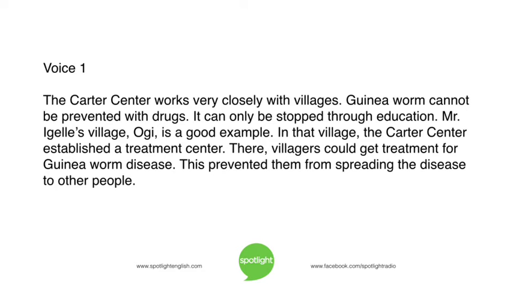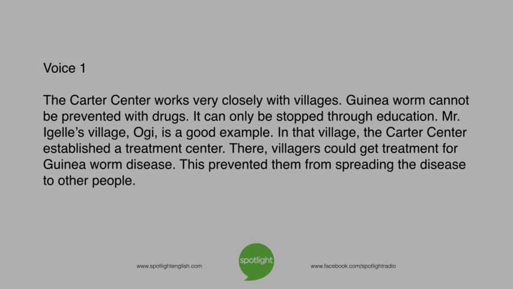The Carter Center works very closely with villages. Guinea worm cannot be prevented with drugs. It can only be stopped through education. Mr. Igel's village, Ogi, is a good example. In that village, the Carter Center established a treatment center. There, villagers could get treatment for guinea worm disease. This prevented them from spreading the disease to other people.